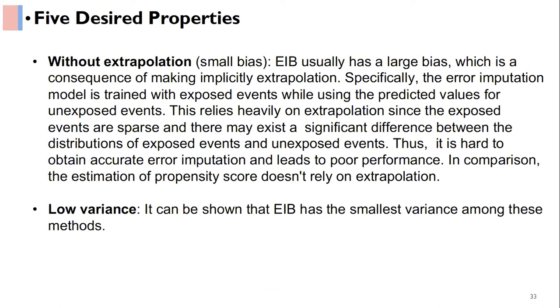And EIB usually has a large bias, which is a consequence of making implicit extrapolation. Specifically, the error imputation model is trained with exposed events while using their predicted values for all events.